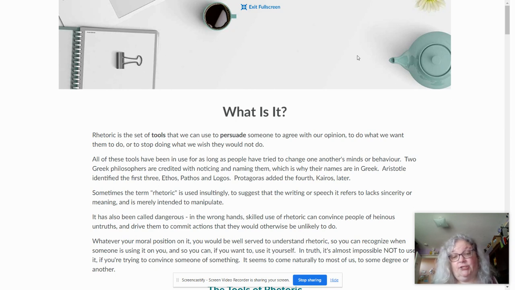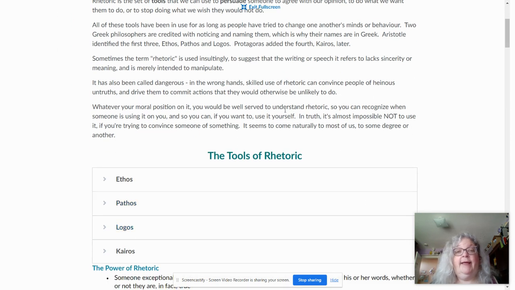Whatever your moral position on it, you would be well served to understand rhetoric so you can recognize when someone is using it on you, and so you can, if you want to, use it yourself. In truth, it's almost impossible not to use it if you're trying to convince someone of something. It seems to come naturally to most of us to some degree or another.